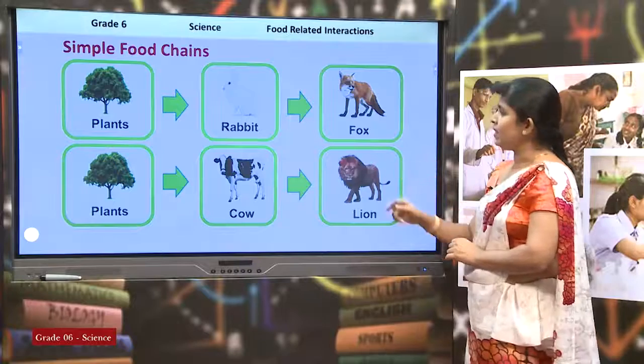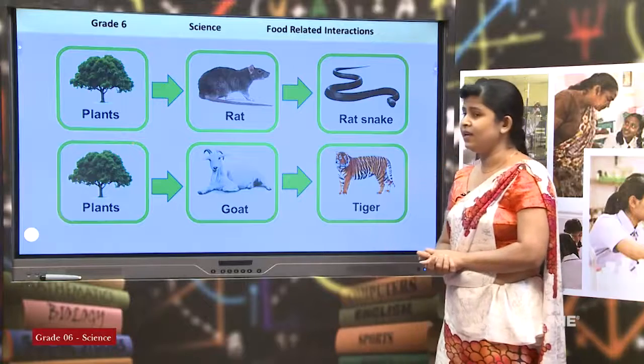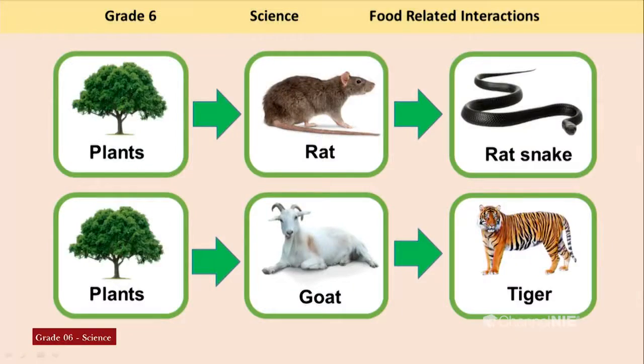Let's see some other examples. You can see there is a plant, that is the first link of the connection. Then there is a rat, then the rat is consumed by the rat snake. The connection is clear. Look at the last one. The plants are consumed by the goat, which is consumed by the tiger.